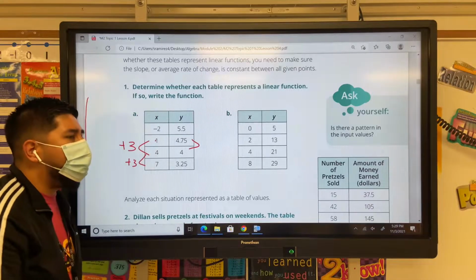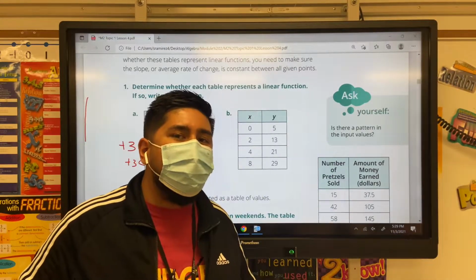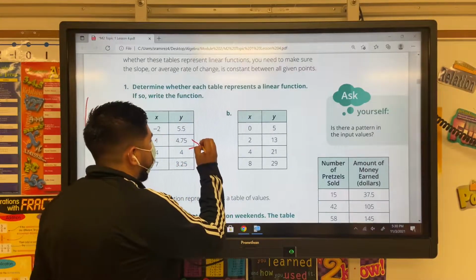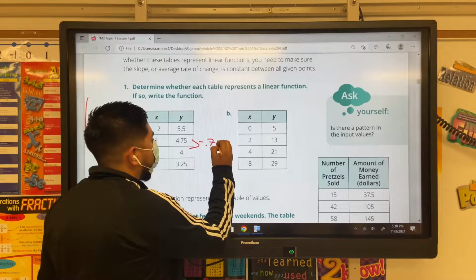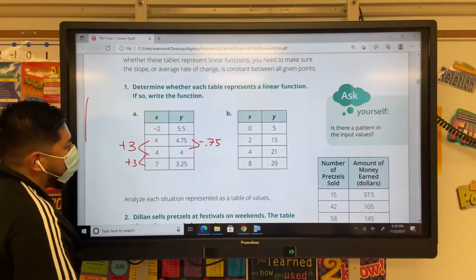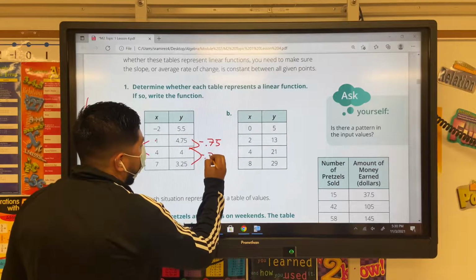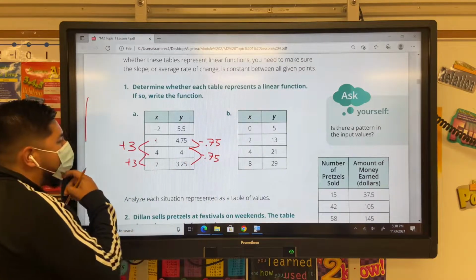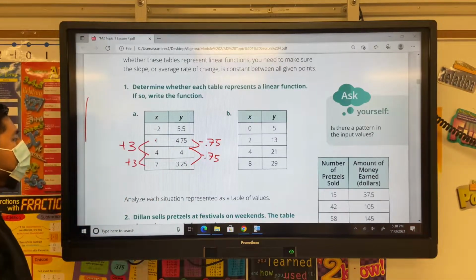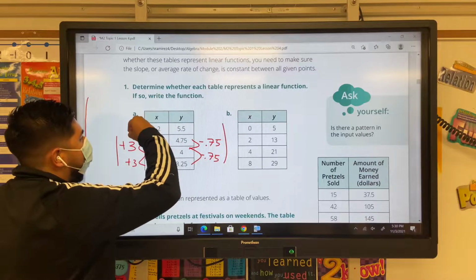4.75 to 4. Think about it as dollars. $4.75. If I only gave you $4 back, you took away 75 cents. Same thing from $4 to $3.25. I also took 75 cents. I could easily stop right there and say, hey, this looks good. The 3's check off. The 0.75's check off.